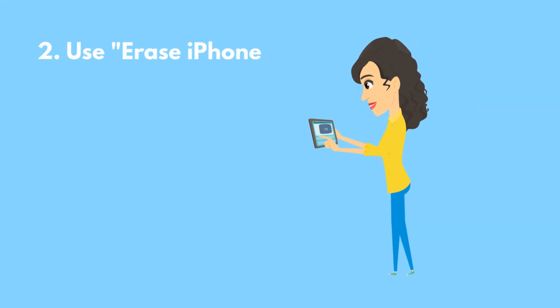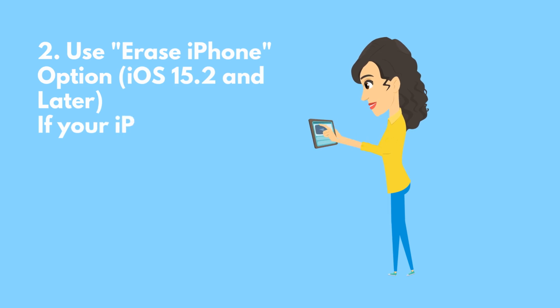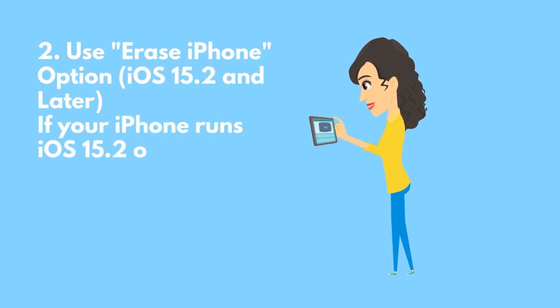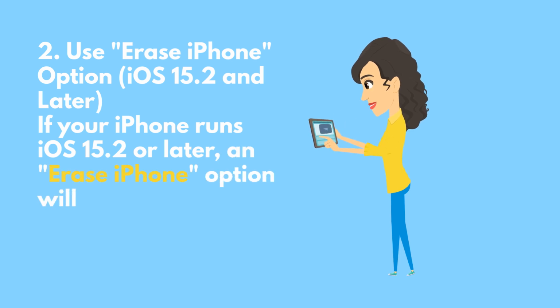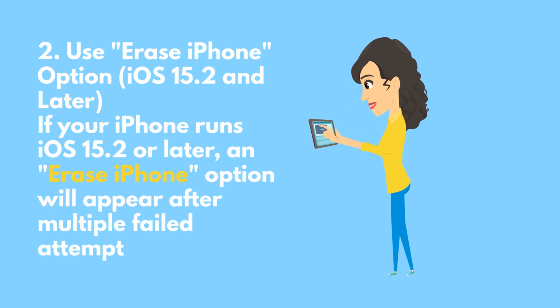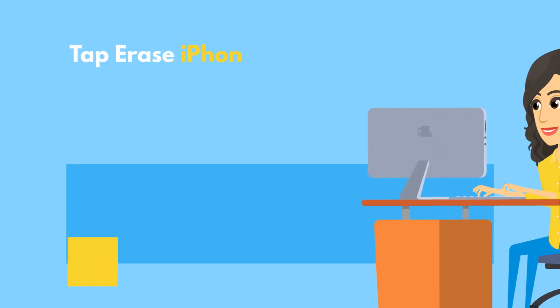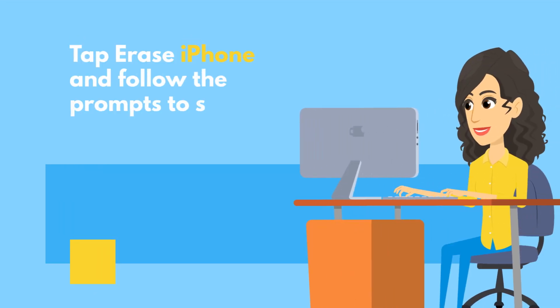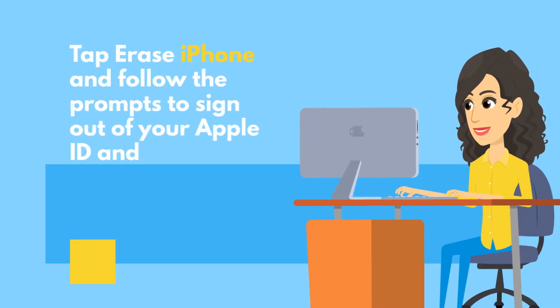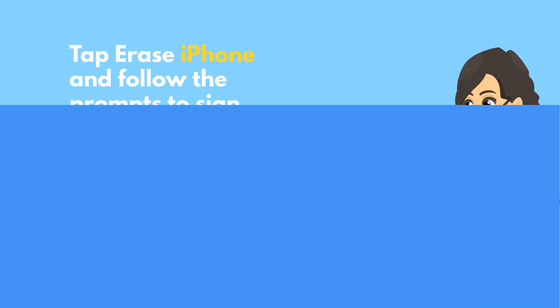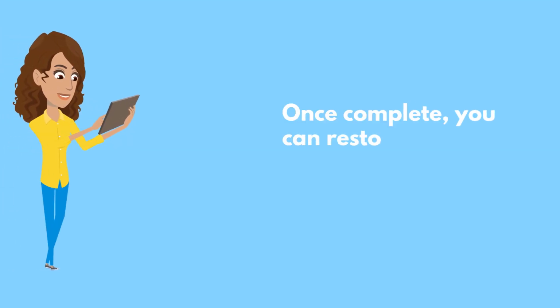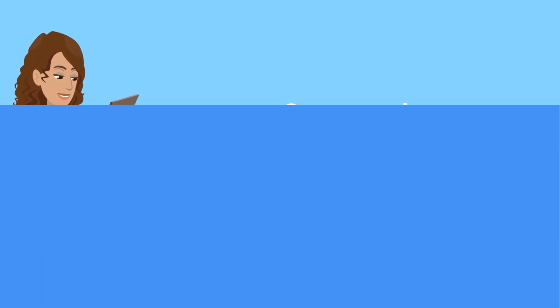2. Use the Erase iPhone option, iOS 15.2 and later. If your iPhone runs iOS 15.2 or later, an Erase iPhone option will appear after multiple failed attempts. Tap Erase iPhone and follow the prompts to sign out of your Apple ID and erase the device. Once complete, you can restore it from an iCloud backup or set it up as new.